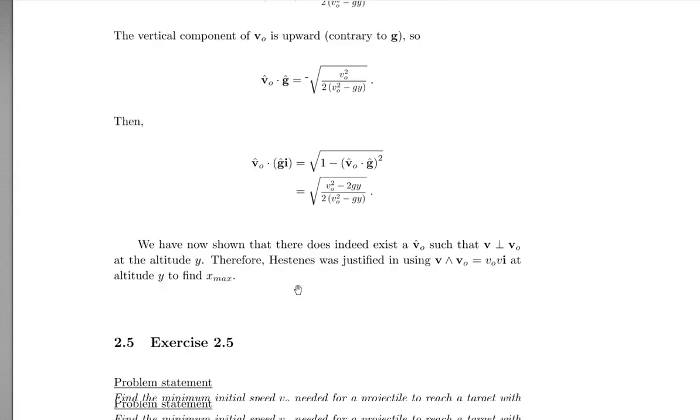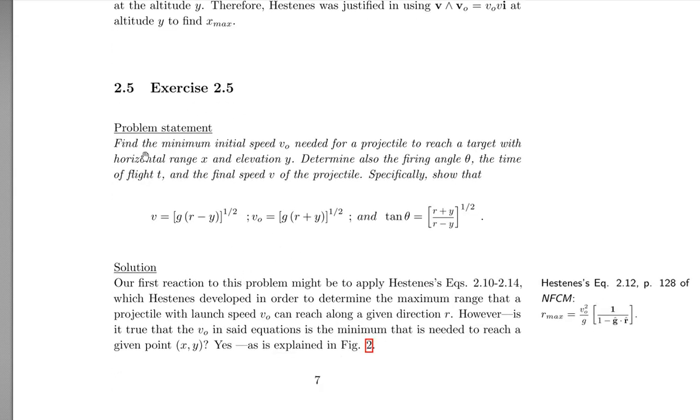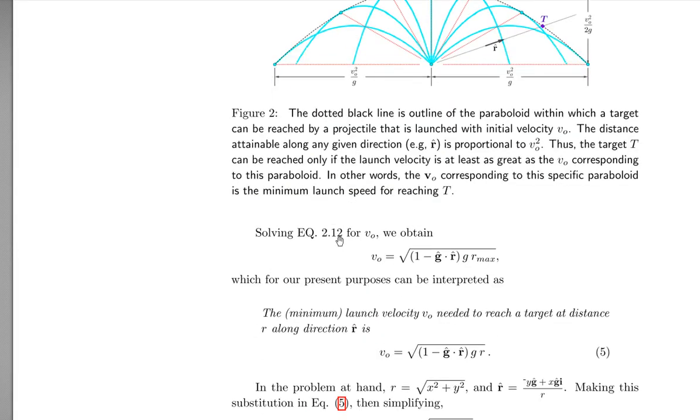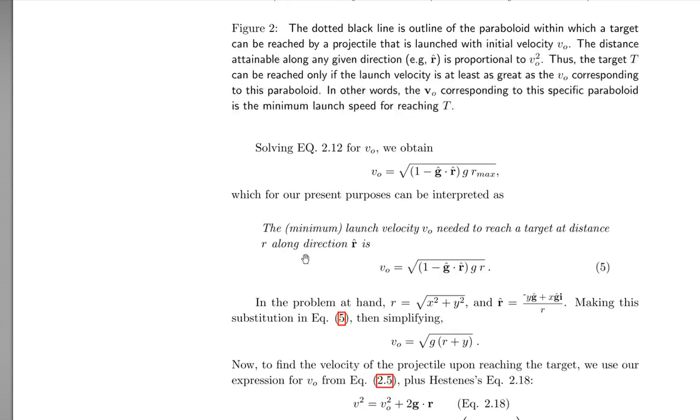The next problem is quite similar in its statement. It's somewhat the converse. We're asked to find the minimum initial speed v0, the launch speed, needed to reach a target with horizontal range x and elevation y, and also a few things about the firing angle that's necessary, and the time of flight, and the final speed v, or the speed upon striking the target. We're asked specifically to derive these equations. So we do that here and explore a few more aspects of this to find out whether the equations that Hestenes presented for a slightly different purpose are the ones that also work here.